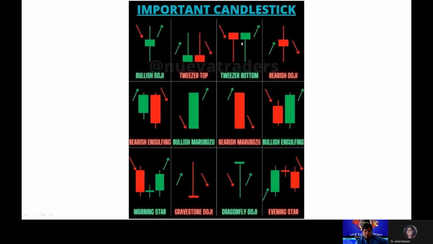Tweezer top or the inverted hammer, from here the trade went down. Tweezer bottom here, from here the trade went up, or it can also be called a hammer pattern. Bearish doji or the spindle shape with the red color, which means the trade went down.